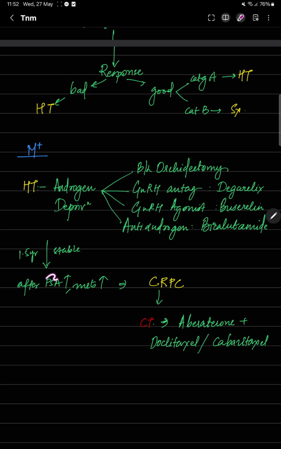Suppose about 1.5 years the patient will remain stable. Then after that suddenly there will be an increase in PSA, increase in metastasis. Then this is known as CRPC, that is castration resistant prostate cancer. In this condition, we have to give chemotherapy. Remember, this is the only indication of chemotherapy in prostate cancer, and we will give abiraterone plus docetaxel or cabazitaxel.